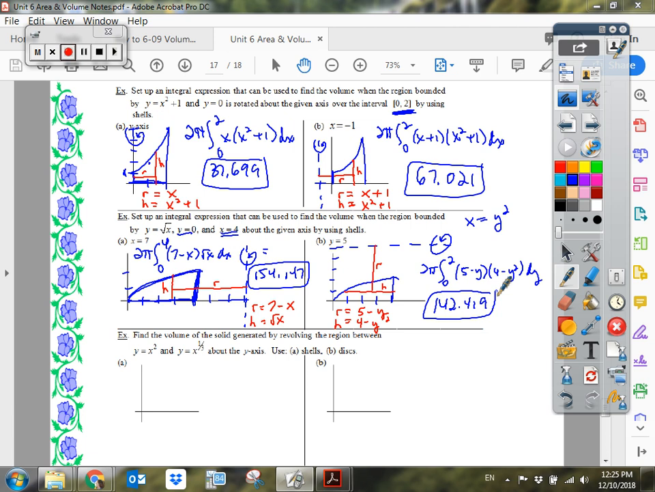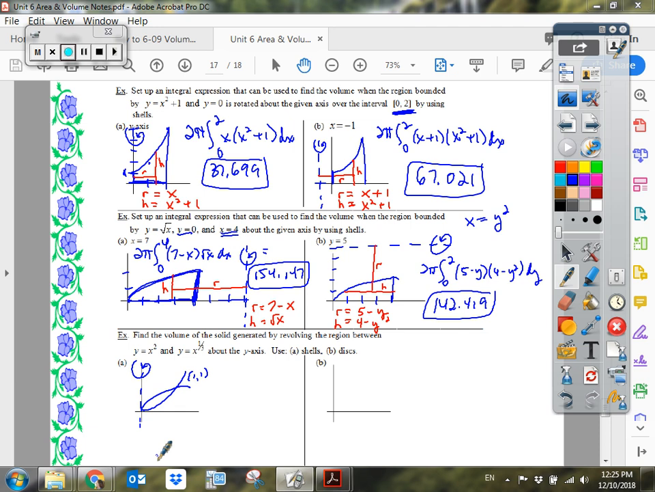So we want to rotate about the y-axis, and we have x squared and x to the 1/3. I'm going to exaggerate the picture just so you can see a little bit better. It kind of goes like that, but again, that's exaggerated. They intersect at 0, 0 and 1, 1. So this is my axis.